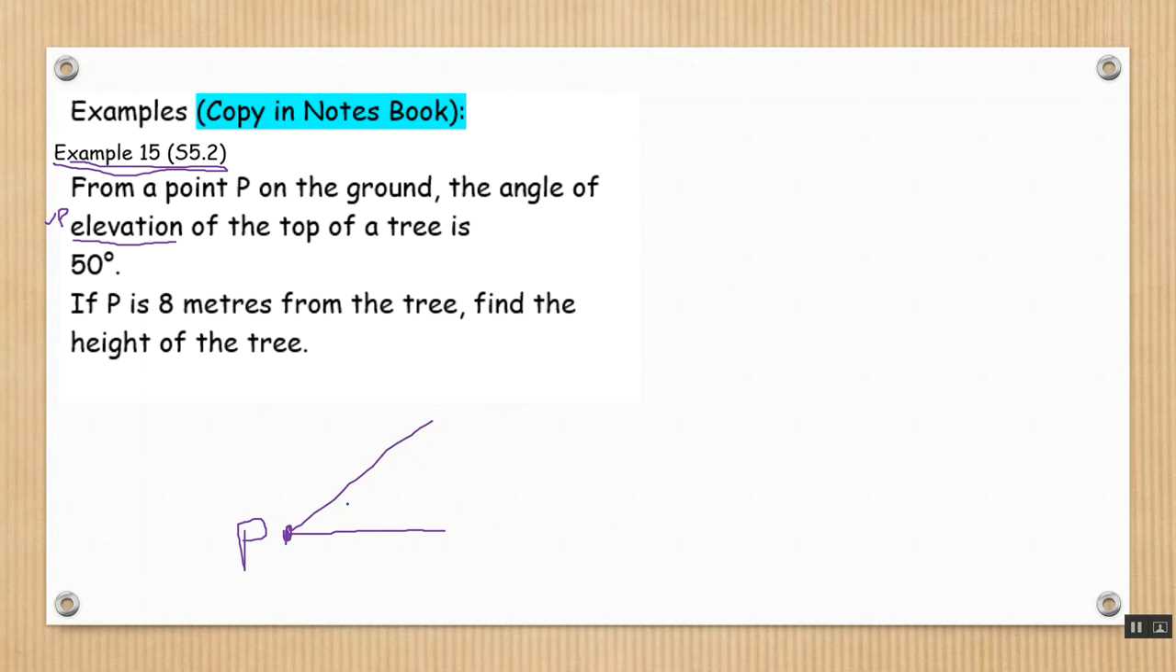Is 50 degrees. So this angle here is 50. If P is 8 meters from the tree, so 8 is here and the tree is here, find the height of the tree. So very similar to the previous problem, but we have to draw the diagram.